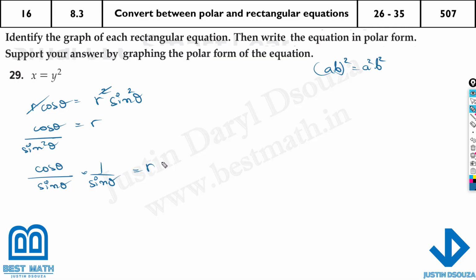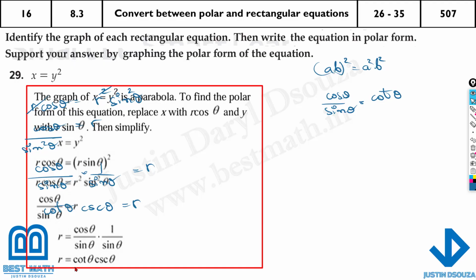Now we got R at one side, but let's simplify this. What is cosine theta by sine theta? We know sine by cosine is tan, cosine by sine is cotangent. That's cot theta. Now what about 1 by sine? We did it in the last problem. It is cosecant theta. That is equal to R. So this is the answer. You can see it is cotangent and cosecant.